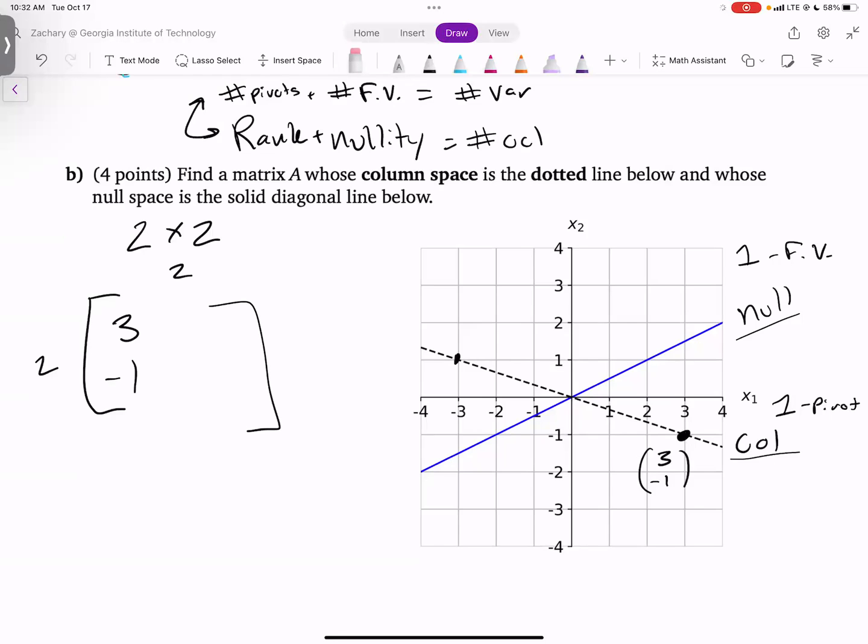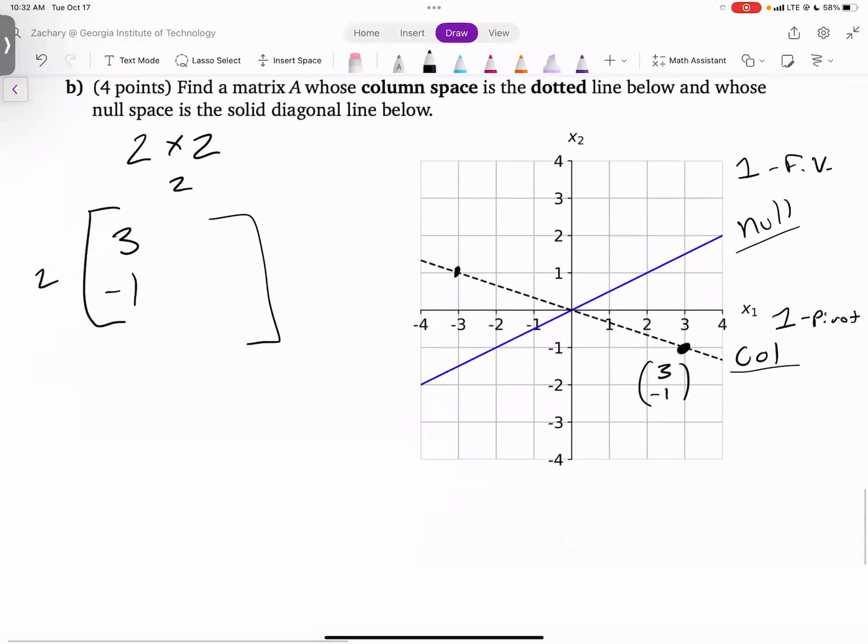If you get stuck on the null space and you really can't figure it out, just copy your first column for your second column, and at least you know your column space will be right. That doesn't mean that's the answer to the question, but I'm just telling you, if you get super stumped, just do something along those lines.